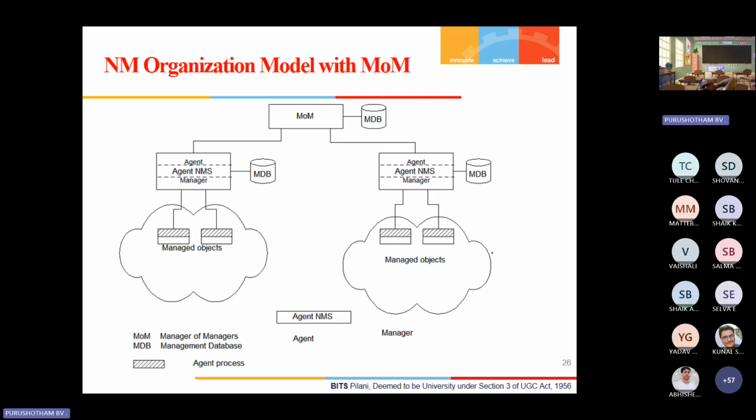There is something called a manager of managers. This is one three-tier architecture. This is another three-tier or two-tier architecture. This entire thing can be monitored with the manager of managers. This will have its own database, this will have its own database, and this will have its own database. So these are the agents, NMS. This is the agent processor and different managers. This is one manager. This is manager 2. Both of them will be done.